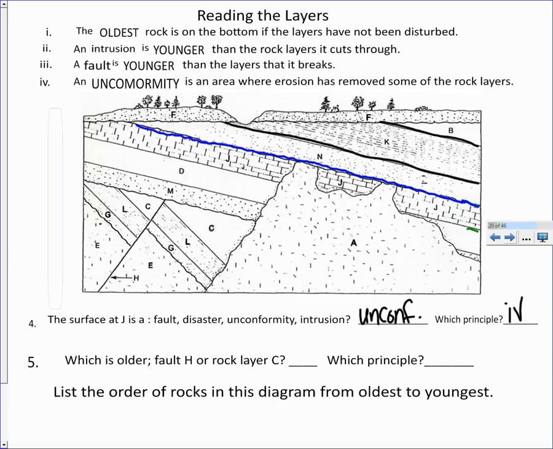All right? Which is older, fault H or rock layer C? H is here. See that H? Okay, you're saying rock layer C is older, which means it came first. It came before because in order for it to be broken, it had to be there. Which would be your explanation?